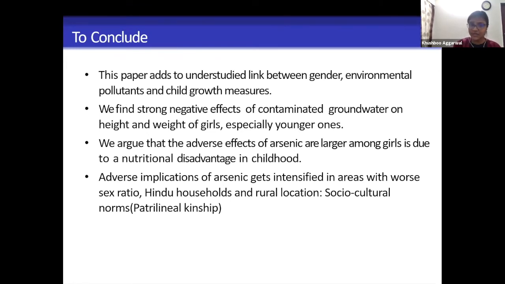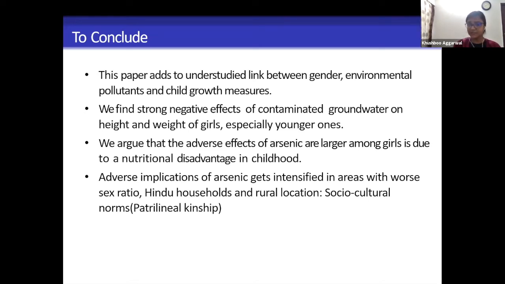Now, to conclude, I would like to say that this paper is a fresh attempt to study the link between gender, an environmental pollutant like arsenic, and child growth measures. We find a strong and negative effect of contaminated water on the height and weight of girls, especially the younger ones. The effect is possibly due to the nutritional disadvantage that a female child has to face due to the parental discrimination she faces during her early days of childhood.